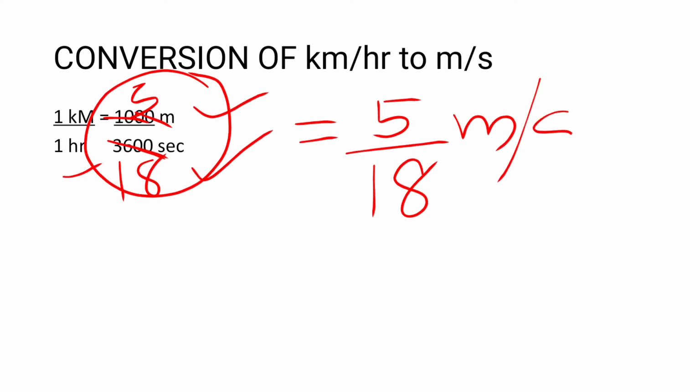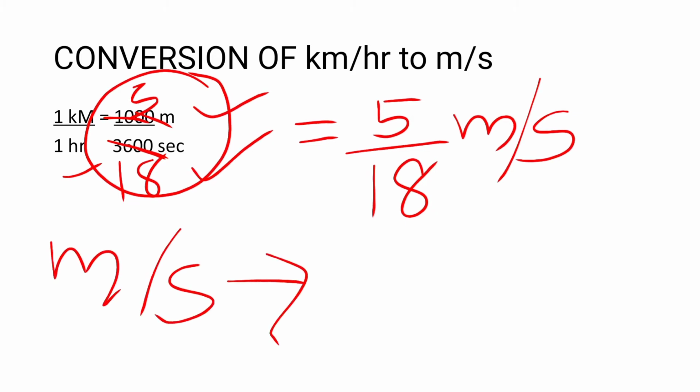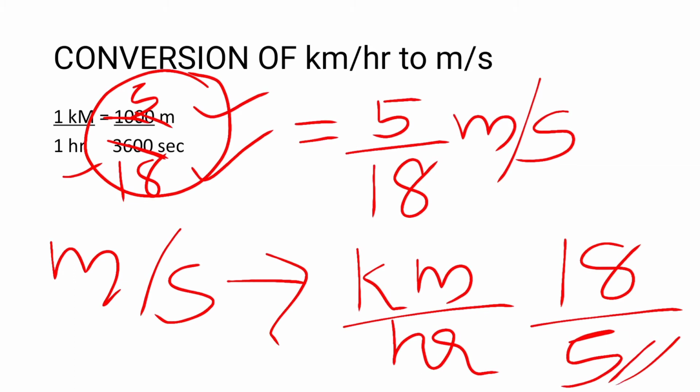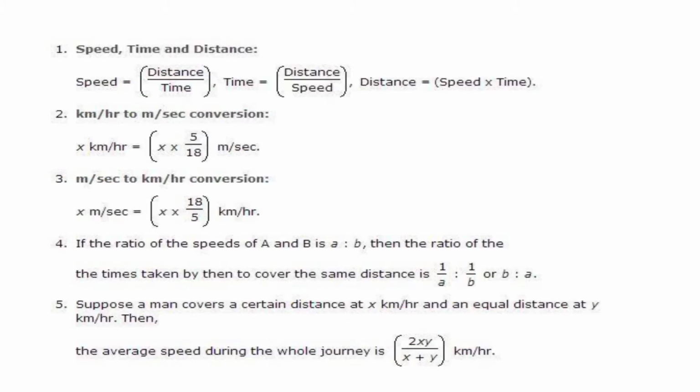If 1 kilometer per hour is 5 meter per 18 seconds, whatever the value of kilometer per hour, you have to multiply by 5 by 18. And vice versa, if meter per second is to be converted into kilometer per hour, we have to multiply by 18 by 5. You have to remember one thing only, that is 5 by 18 for converting kilometer per hour to meter per second.